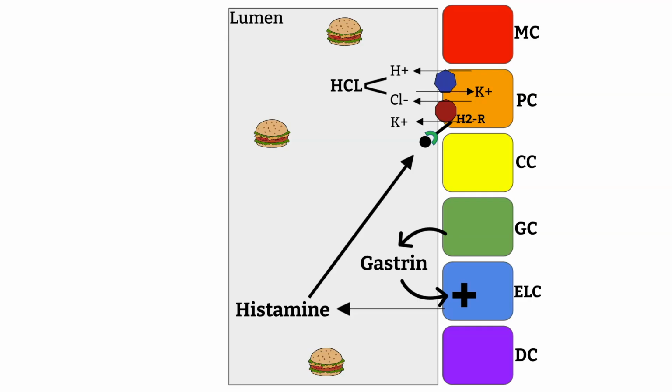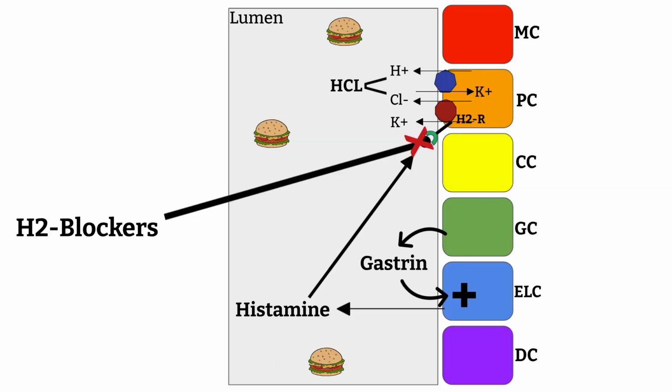The acid helps break down food. It also activates pepsinogen into pepsin, which is an enzyme required for the digestion of proteins, and it also kills most bacteria and pathogens in the food. H2 blockers competitively bind to the H2 receptors on the parietal cells and prevent histamine from binding and activating that receptor. As a result, the proton pumps are not activated, and we get less acid secreted into the stomach.